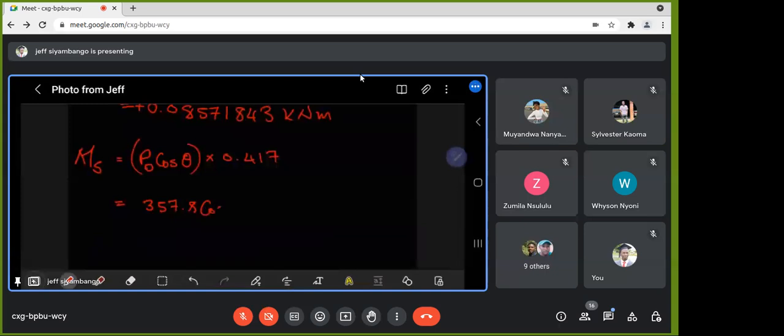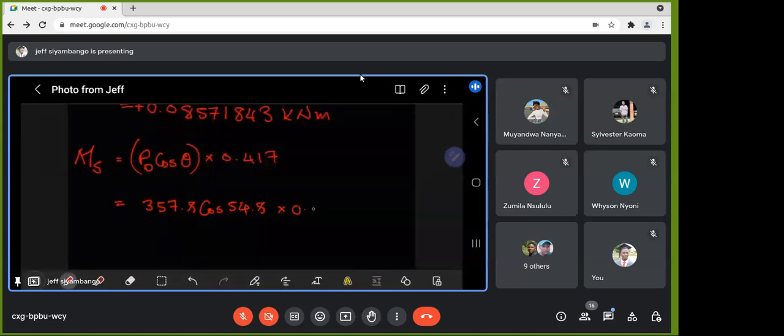kilonewtons, cos 54.8, by 0.417. I always like putting brackets here so that you don't make a mistake of multiplying this with the argument of the cos. Let's see what we have there. That is 357.8. Then we have cos 54.8. We get 206, then by 0.417. We get 86.